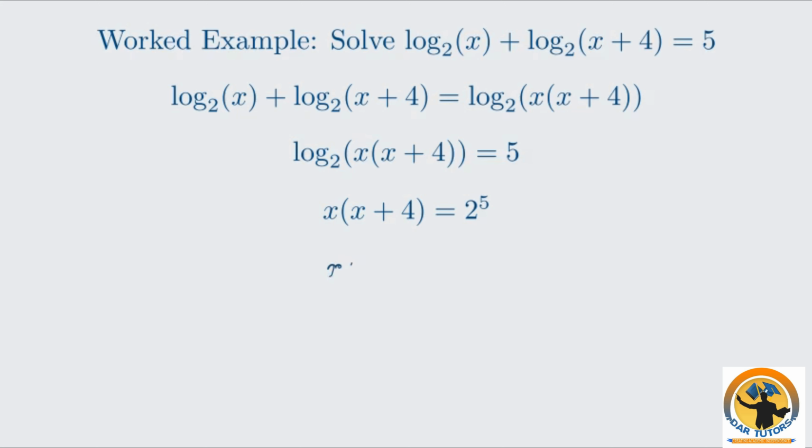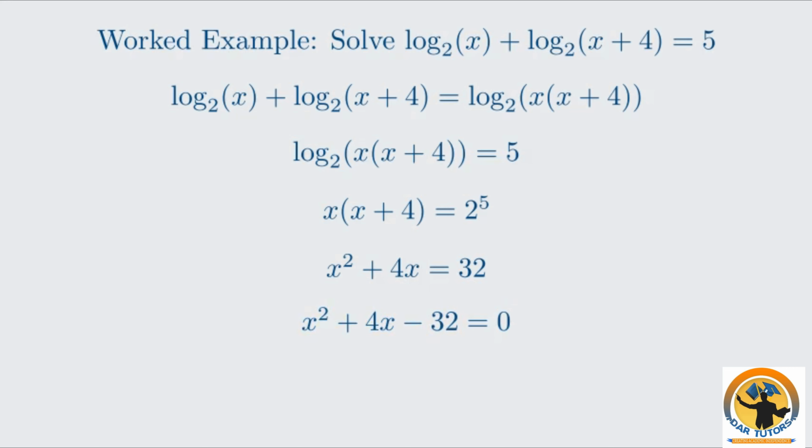2 to the power of 5 is 32. Distributing the x on the left side gives us x squared plus 4x. So we have x squared plus 4x equals 32. This is a quadratic equation. To solve it, we need to set it equal to 0. Subtracting 32 from both sides gives us x squared plus 4x minus 32 equals 0.